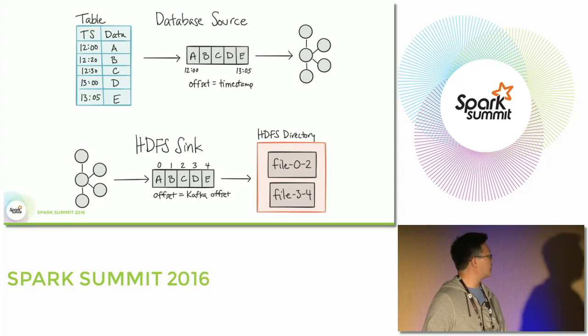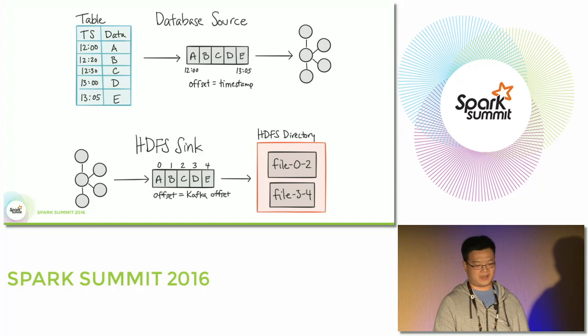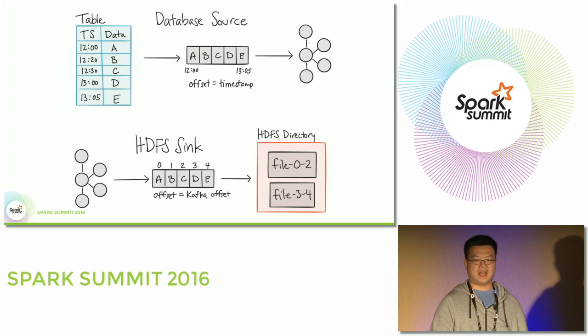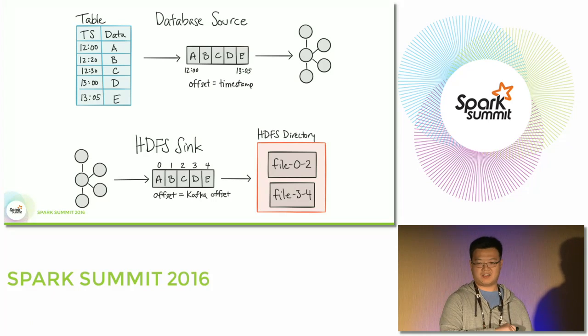So at its core, Kafka Connect is actually very simple, right? We define two types of connectors. One is called source connectors, with which you pipe data from other systems into Kafka. And another type of connector is called sink connectors, where you pipe data from Kafka into other systems.